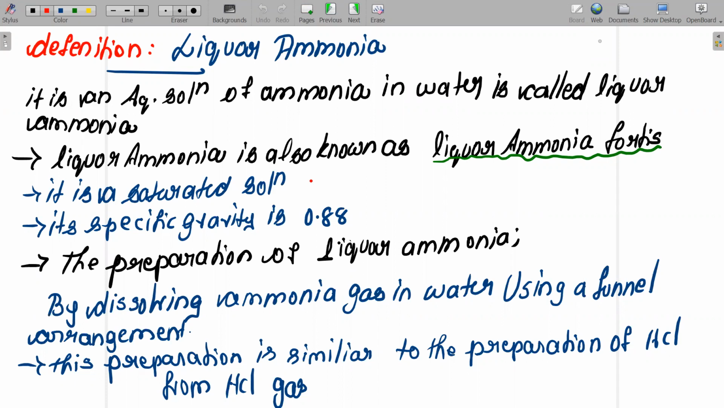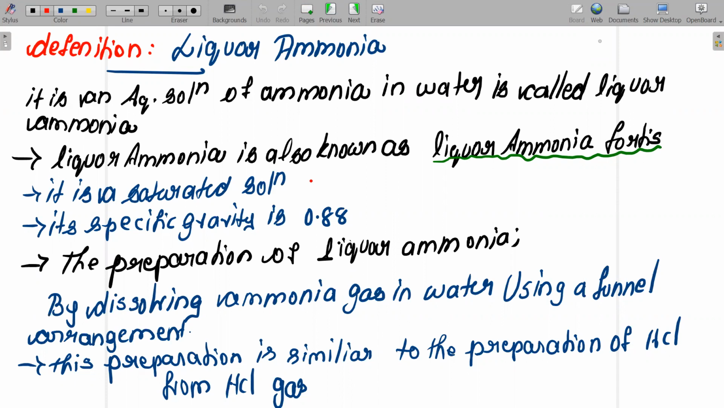Listen carefully. What do you mean by liquor ammonia? It is an aqueous solution of ammonia in water. Understood? Aqueous solution of ammonia in water, we call it liquor ammonia. So what do you mean by aqueous solution? Just now you understood, right? What do you mean by aqueous solution? Shazia, what do you mean by aqueous solution? Yes. So that aqueous solution of ammonia in water, we call it liquor ammonia.